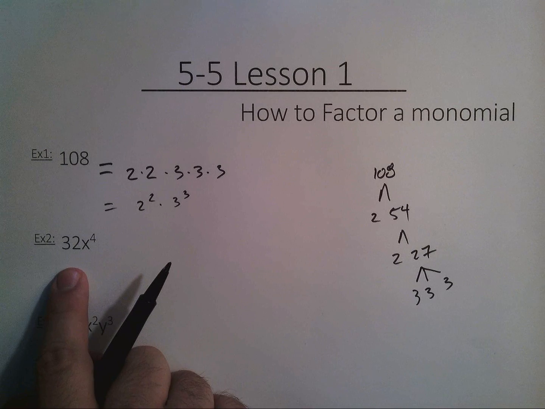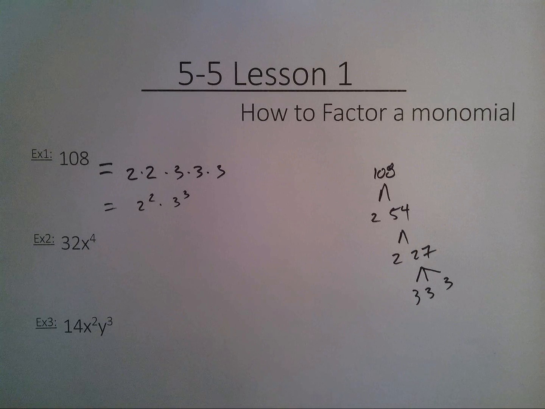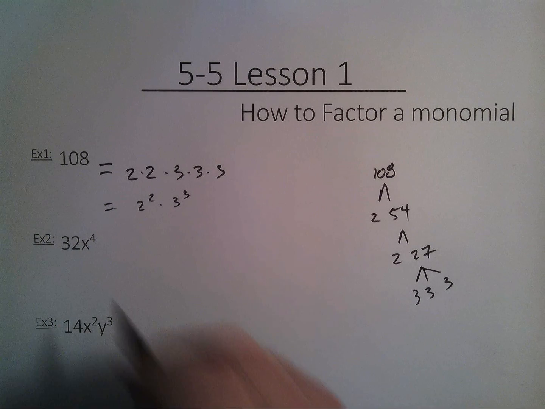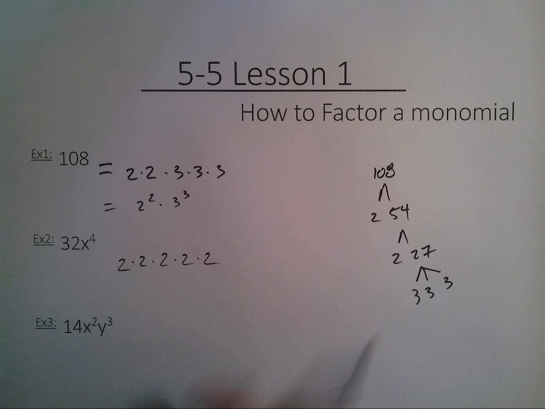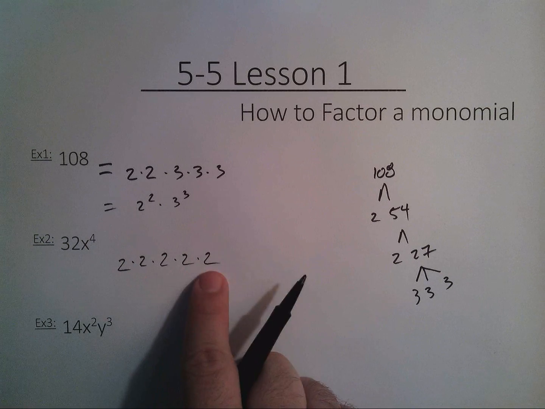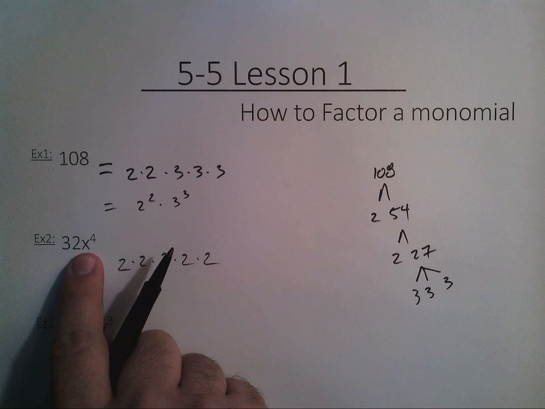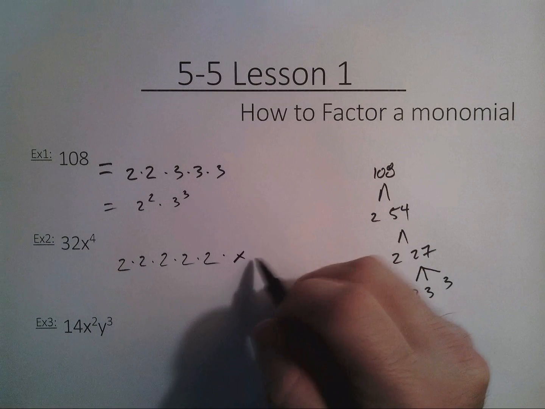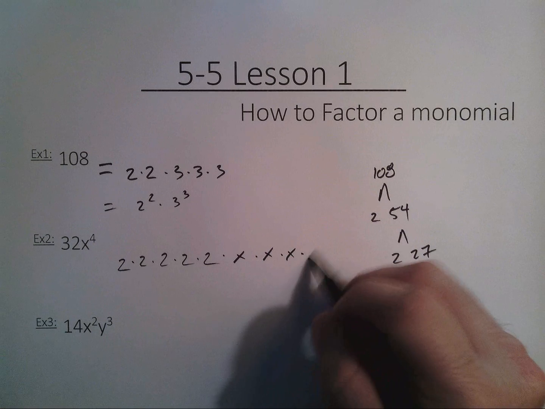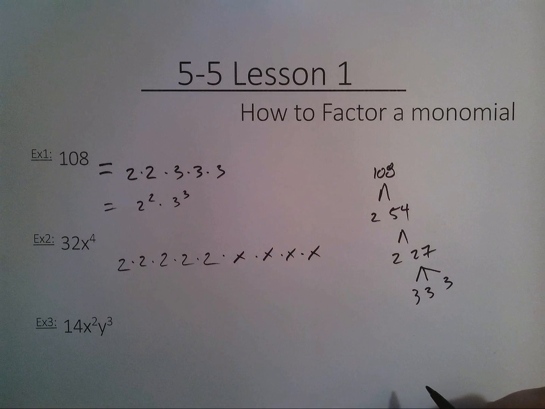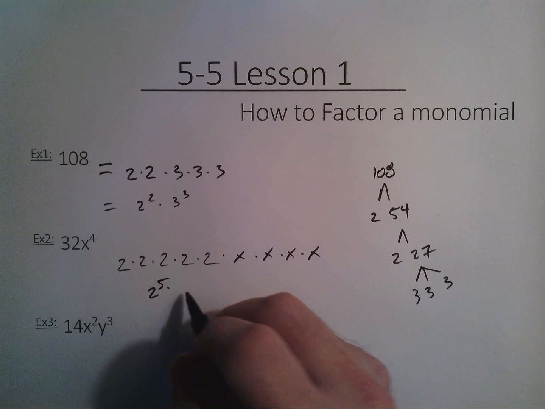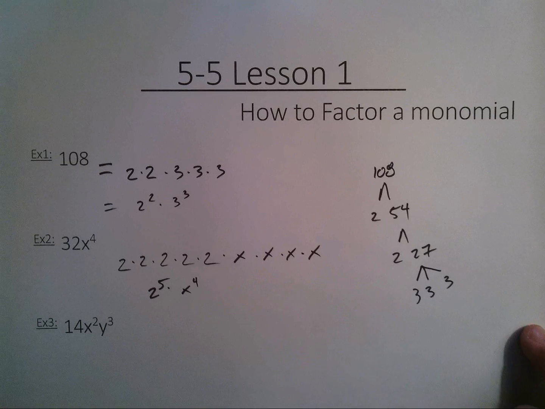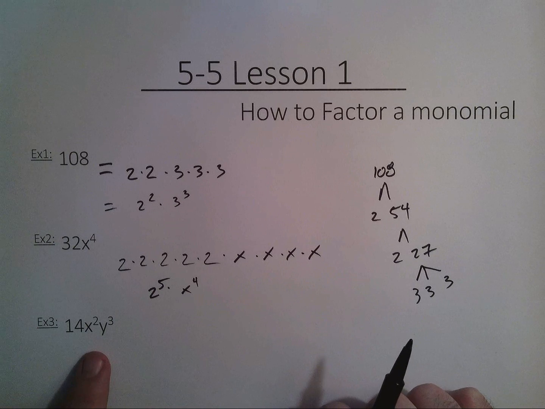When I look at 32, I can do that one in my head. 2, 4, 8, 16, 32. That's 5 2's put together. So it's 2 times 2 times 2 times 2 times 2. How many x's do we have? 4 of them. So it's 1, 2, 3, 4 x's. And again, if I was writing this in exponential form, I would write it as 2 to the 5th times x to the 4th.